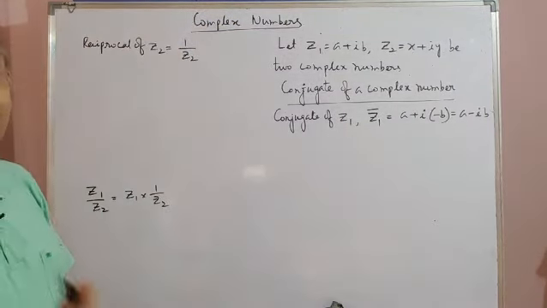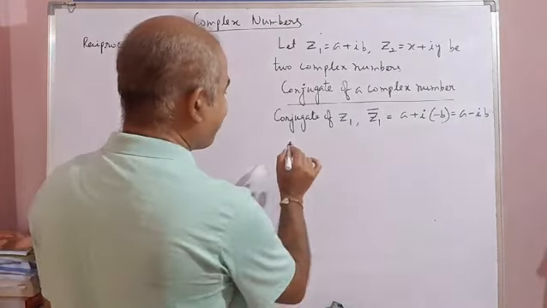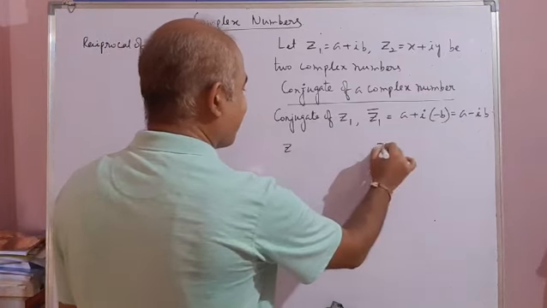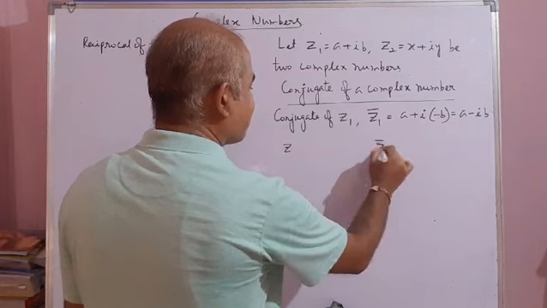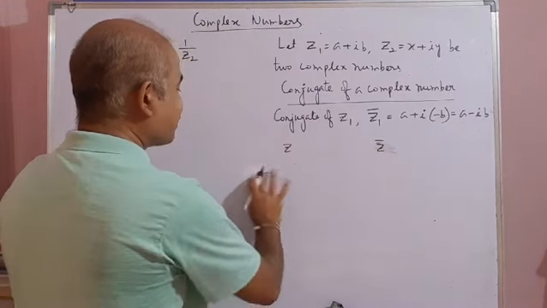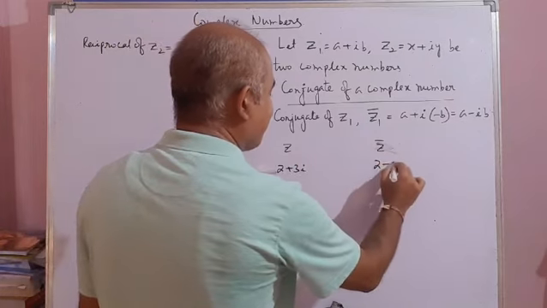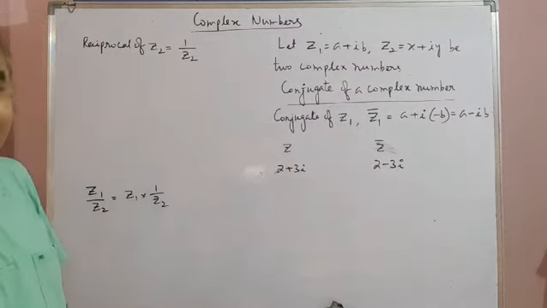Okay, Z1 bar. Okay, clear? Now see here, let me take some example. Suppose our complex number Z and Z bar. Let me write some Z and Z bar. Suppose I take Z equal to 2 plus 3i. Z bar will be 2 minus 3i. If Z equal to 2 plus 3i, Z bar equal to 2 minus 3i.